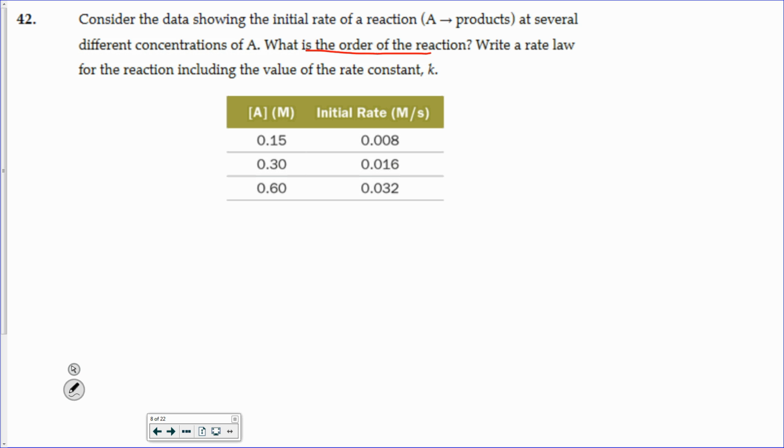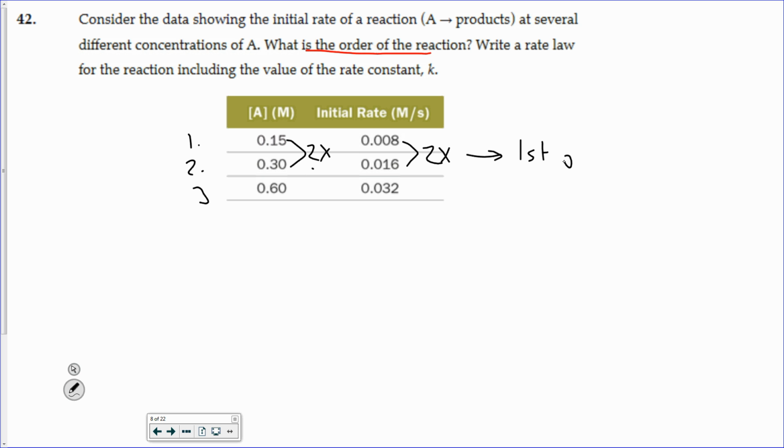We could use any comparisons. If I number these 1, 2, and 3, I could compare 1 to 2. So from 1 to 2, the concentration doubles, and if I look at the rate, it goes from 0.008 to 0.016. It's twice as fast. So 2 times the concentration, 2 times the rate. What does that tell me the order is? It tells me it's first order.